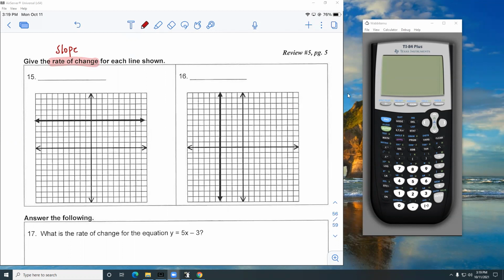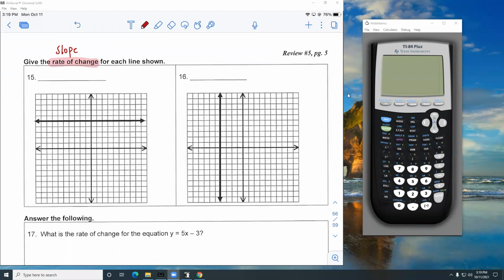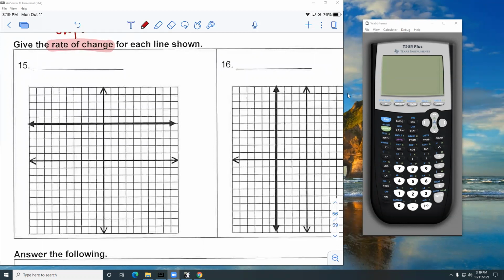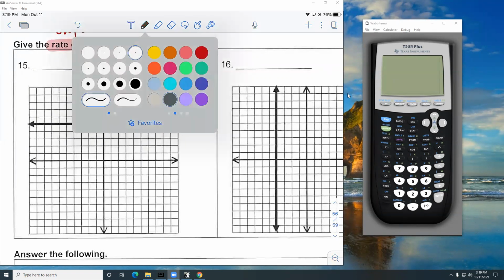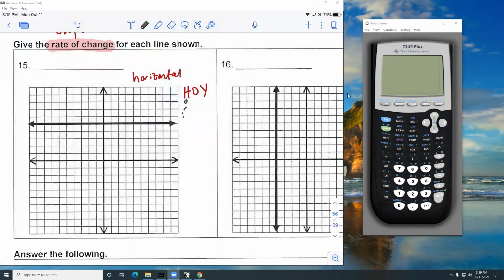Now, these are special cases, right? Guys, I look at my line right here. This is going side to side. Side to side means horizontal. So this is what we call a HOY, right? HOY going down, the H is horizontal.